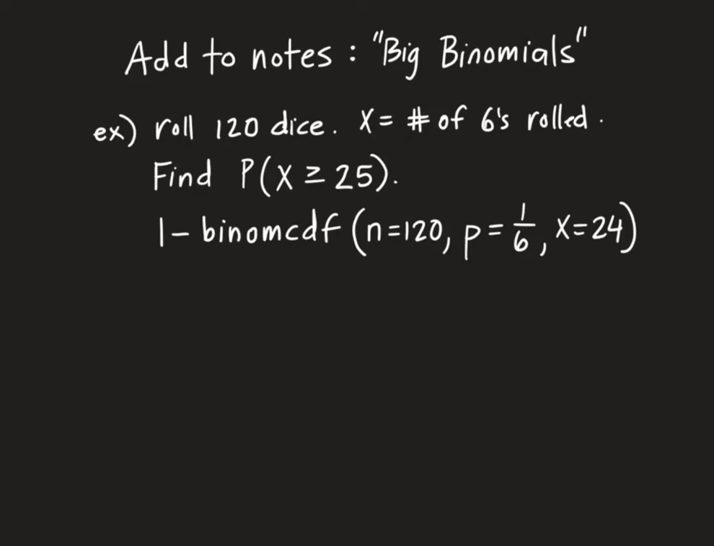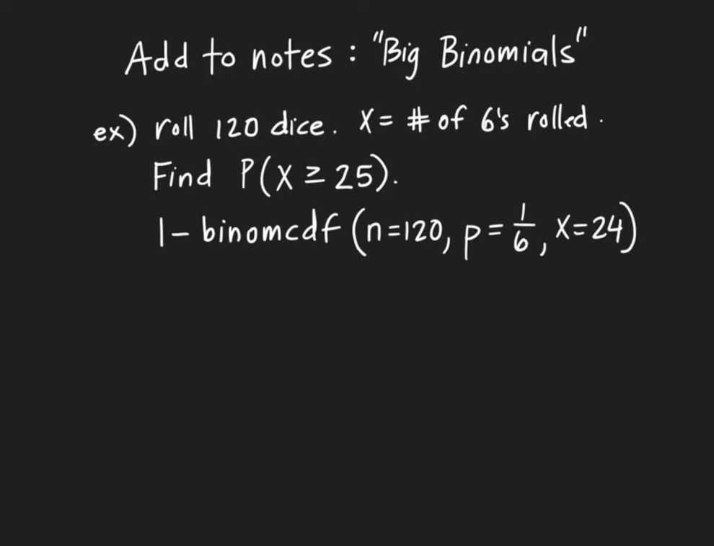All right, so for this example of a really big binomial, we're going to roll 120 dice, which you should be doing in class. We're going to count up how many sixes you roll, and that's our variable x, and we're looking for the probability that we get 25 or more successes, and a success is rolling a 6. So this is a binomial, and to calculate that, we'll do 1 minus binomial CDF.